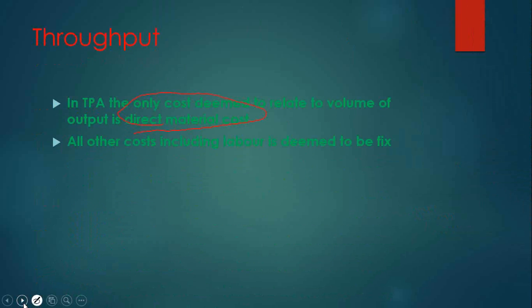All other costs, including labor, are deemed to be fixed, because most of the time the labor is fixed. So these fixed costs may be called total factory cost. All the fixed costs, that is direct labor, variable overheads and fixed overheads, are called total factory cost.